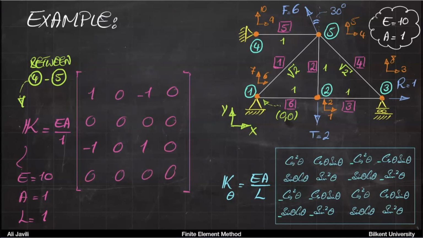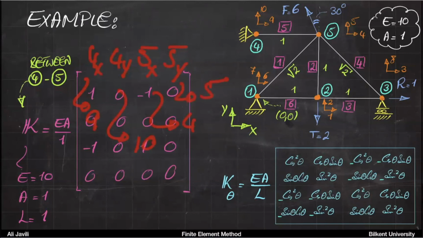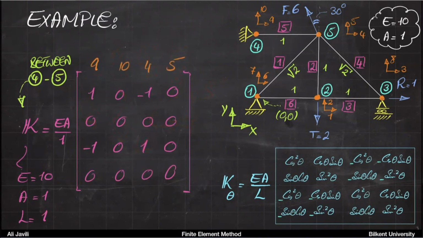And now you just do the same thing for the degrees of freedom. This is between nodes 4 and 5, so this would be 4x, 4y, 5x, 5y. Now 4x is 9, 4y is 10, 5x is 4, 5y is 5. So it's going to be 9, 10, 4, 5. These are the global degrees.